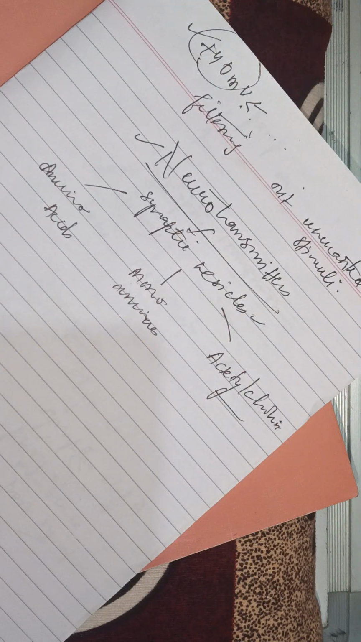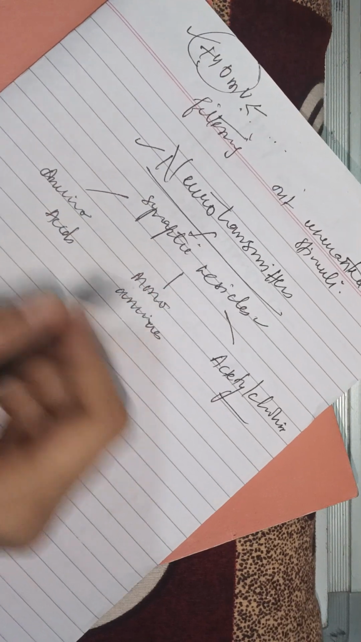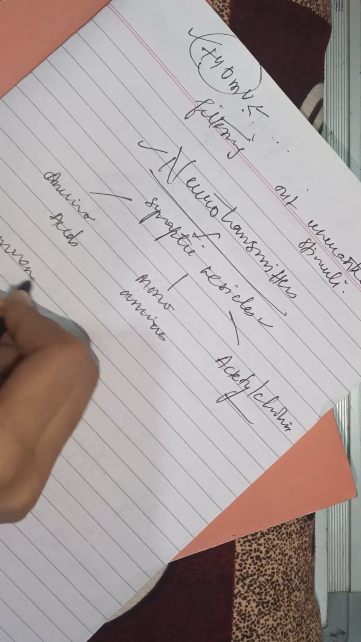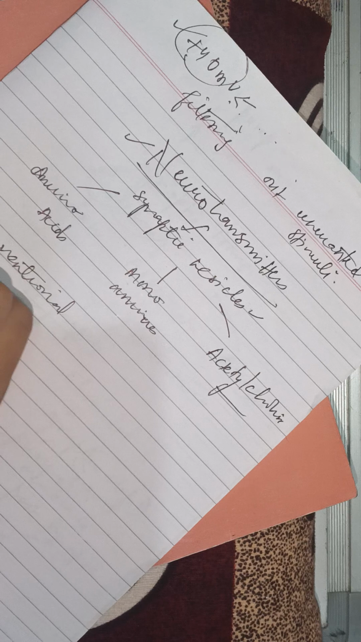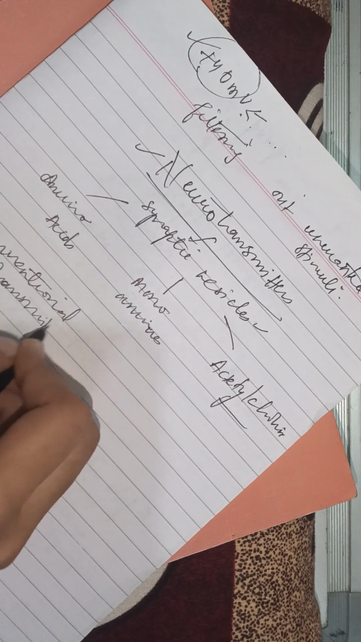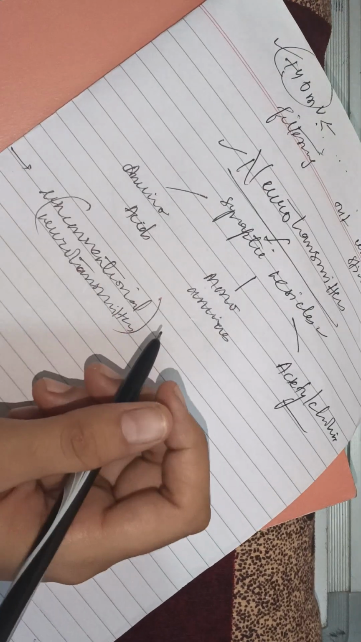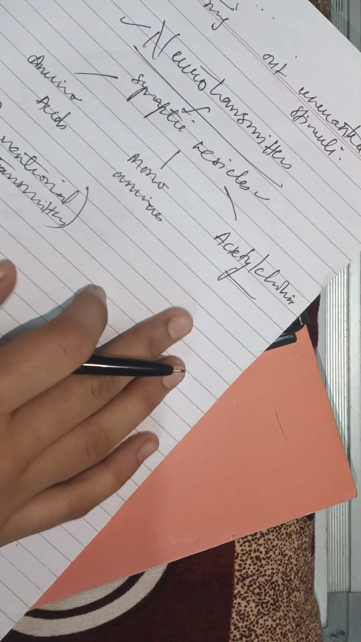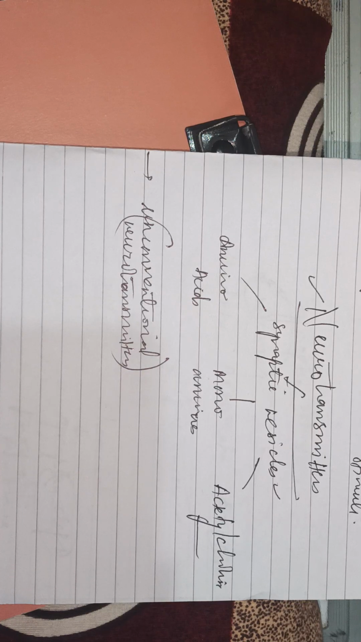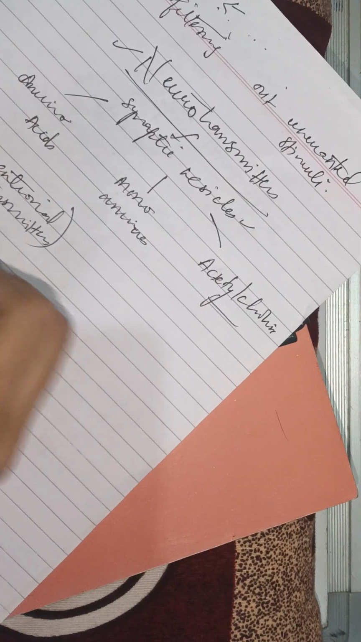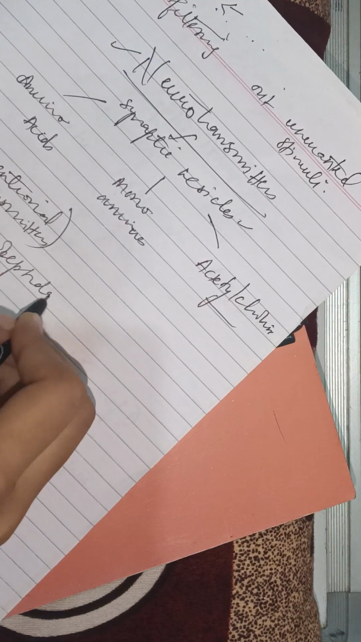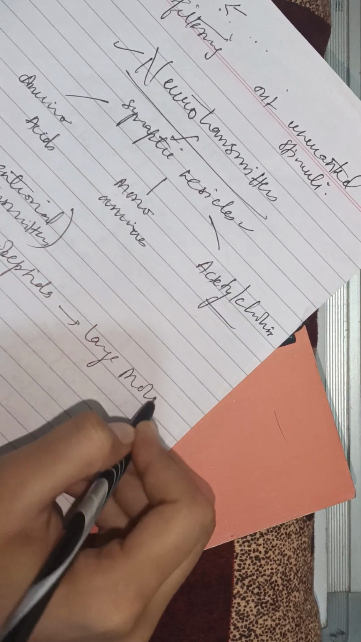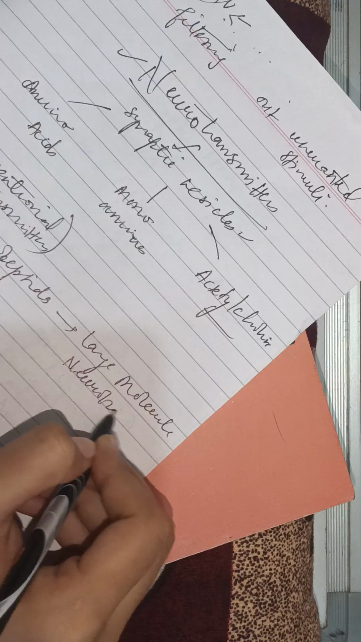There's a fourth group in this category known as unconventional neurotransmitters. And there is one group of large molecular neurotransmitters, namely the neuropeptides, large molecule neurotransmitters.